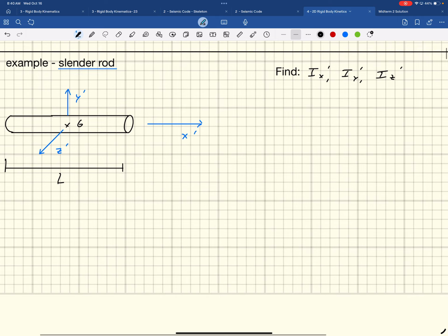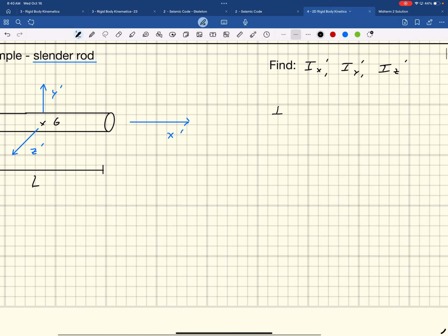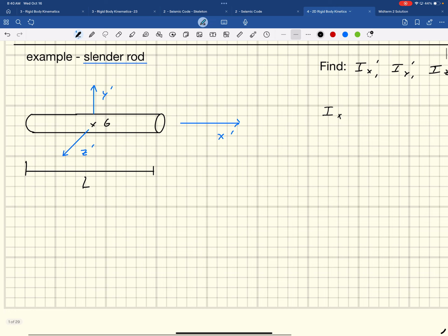And because of that, what do you think we call Ix in this case, the moment of inertia about x? We call it 0, right? Is it 0? No, it's not 0. But we call it 0. That's why they're calling it a slender rod. It's just saying that it has no resistance to rotation about this axis that goes through this x-axis.